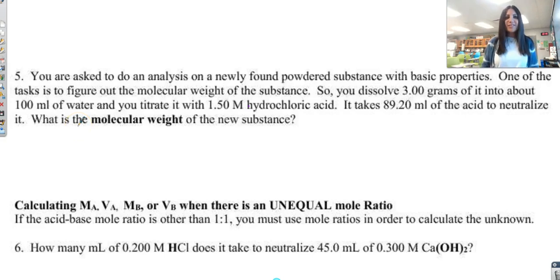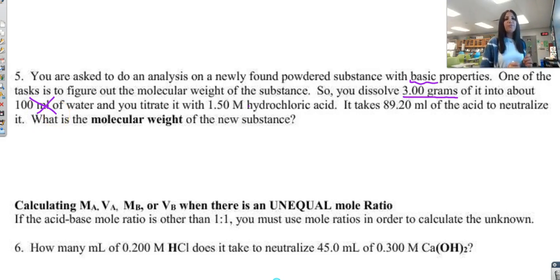So this next one says you're asked to do an analysis on a newly found powdered substance with basic properties. One of the tasks is to figure out the molecular weight of the substance. So you dissolve 3 grams of it. Now they're saying 3 grams of it, but we really need to know what it is. It's saying that it's basic right here, so I'm going to say that that's actually the base, into about 100 milliliters of water. Anytime something says about, you cannot use that in a calculation. We cannot use about.